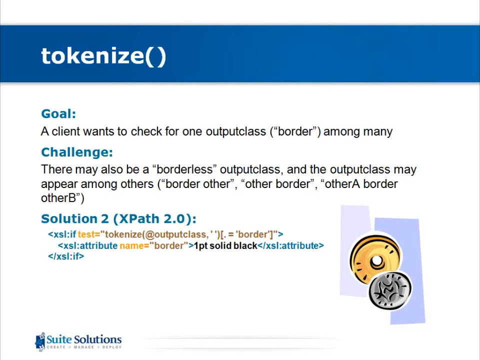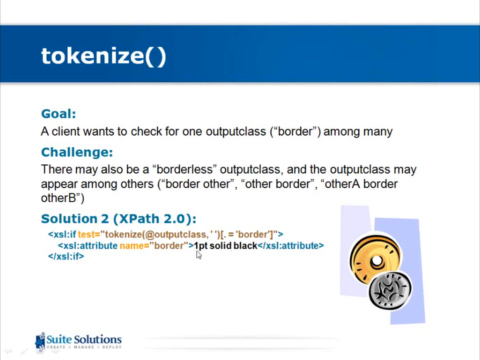And then what we want to do is find within the results of that, and here we get back to a predicate that you may recognize the format of from before. We tokenize it, we get back an array, and we want to find the member of that array for which it is the case that dot, you may recall, refers to the self, the value of that current node, is equal to border. So if it is the case that when we tokenize output class using spaces as a delimiter, one of those values is equal to border, then we apply the border attribute of 1 point solid black.